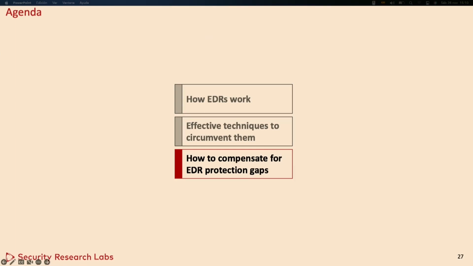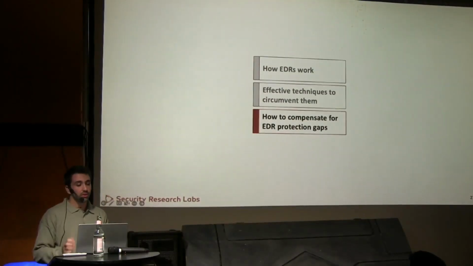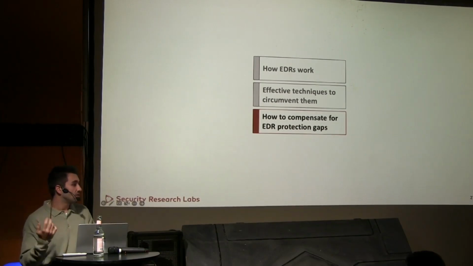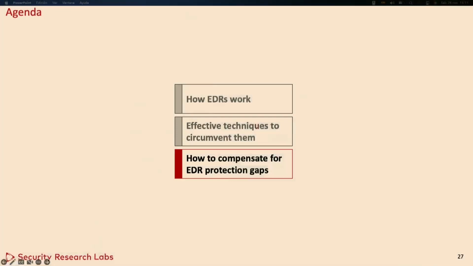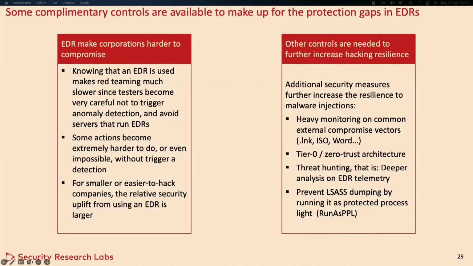Now let's see how we can compensate for these protection gaps we find on the EDR. One question we can ask is if we really need EDR on our endpoints, because I came here and told you that I can bypass every EDR and they are useless in dynamic analysis, and you can think, okay, then why should I pay for an EDR? But the truth is that they are really useful. They make corporations way harder to compromise. If we know that an EDR is running, it's way harder for us to perform certain actions.